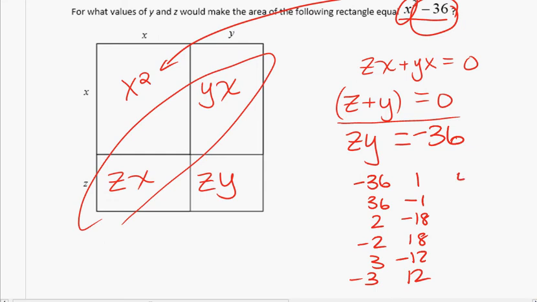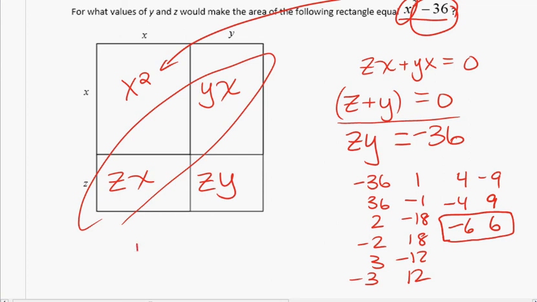Then we keep going. 4, negative 9, negative 4. I'm going to just write it as 4, negative 4, 9. Still not there yet. So what else multiplies to 36? Oh, negative 6 and 6. Look at that. Those two add together to 0. So those are my numbers.